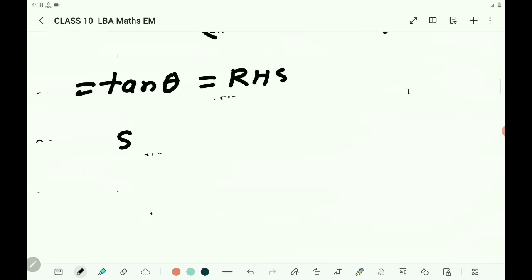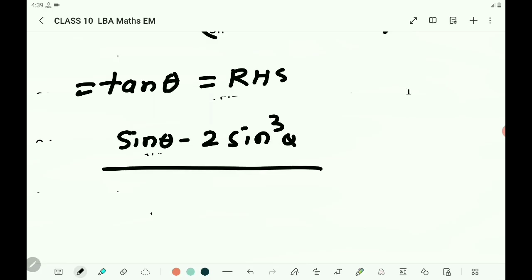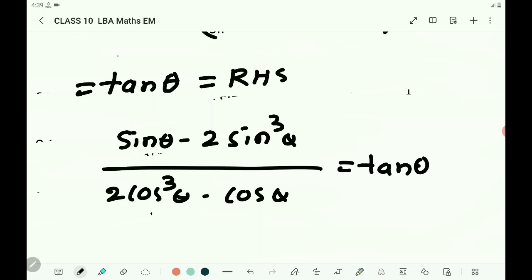So, we write sin theta minus 2 sin cube theta by 2 cos cube theta minus cos theta is equal to what? Tan theta.